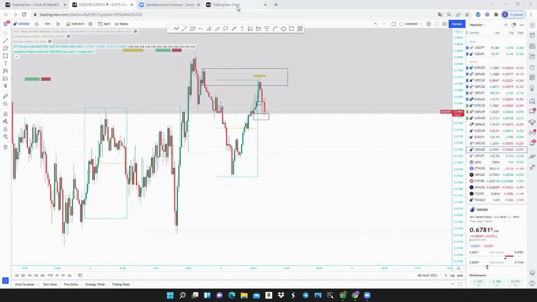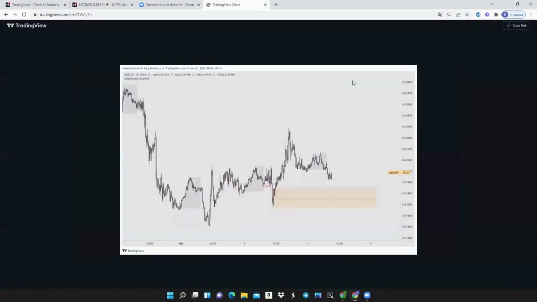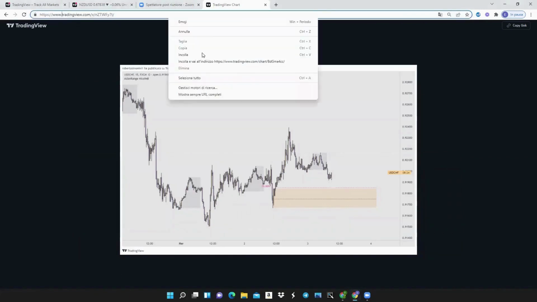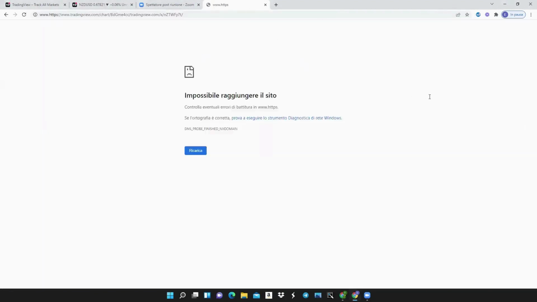We have some charts. This is CHF 15 minutes. It's good. We break also this supply to the upside. This is good. Yeah. This doesn't work.